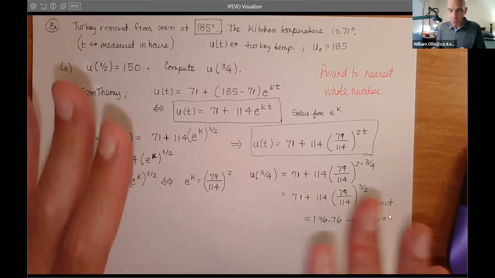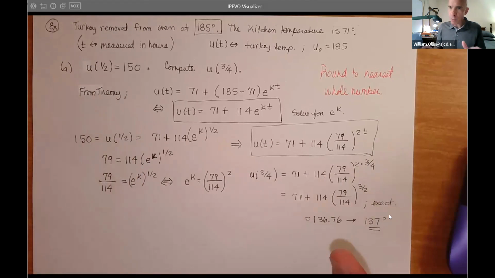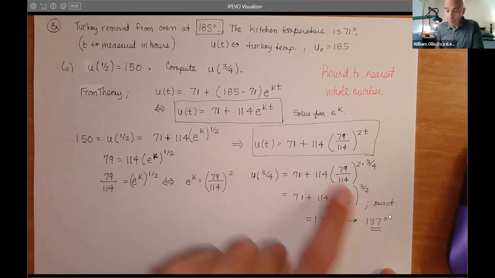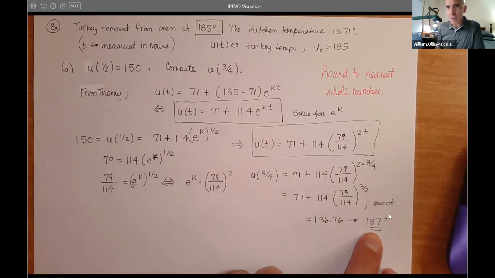I mean, this is a way we can check to make sure that our approximation is at least consistent, and it continues to drop. So after an additional 15 minutes, the turkey is cooler. So again, this is just what you do.